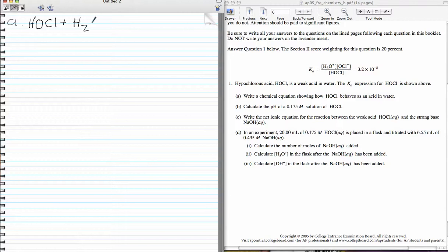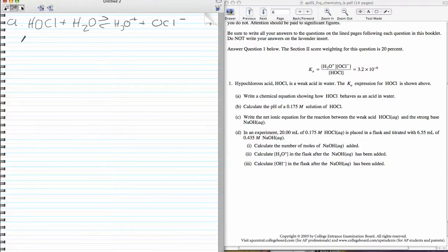So this is showing the ionization of it in water. And as you can see, I'm omitting the phase symbols, which you should include, but I'm just not very good with this pen right now. HOCl plus water gives us the H3O plus, and we're left with some OCl minus.